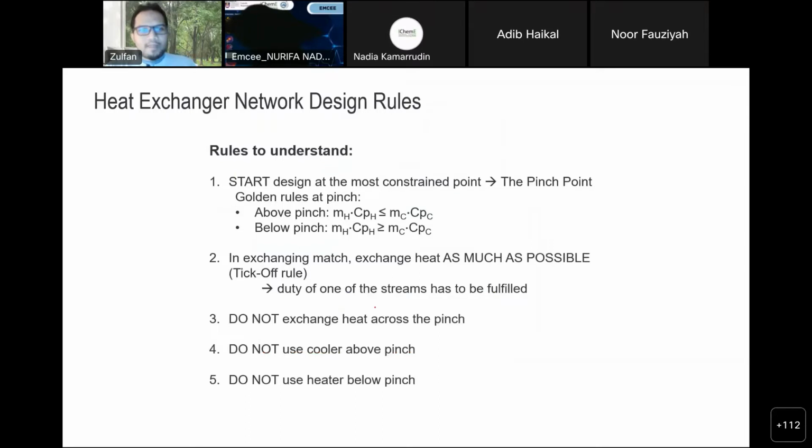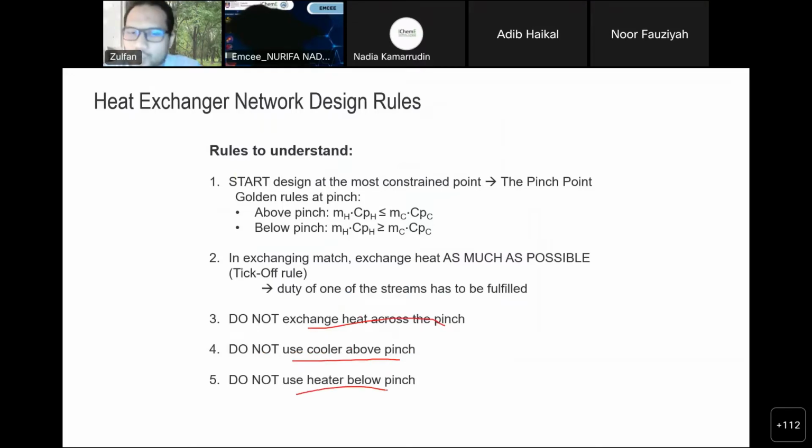And then after we start from the most constant point, and then in the exchanging match, we can then exchange heat as much as possible. And then we can go through the examples. And then again, I repeat the same rules: do not exchange heat across the pinch, no cooler above the pinch, and no heater below the pinch.